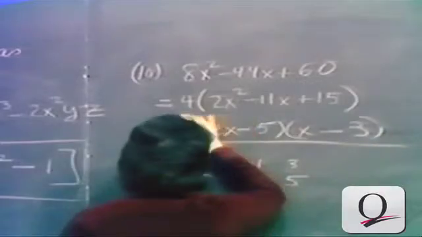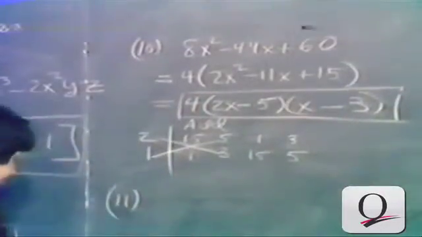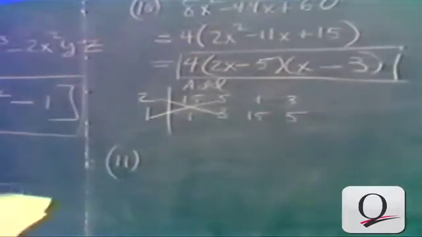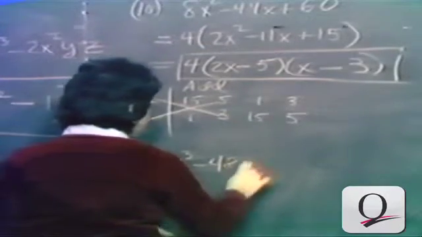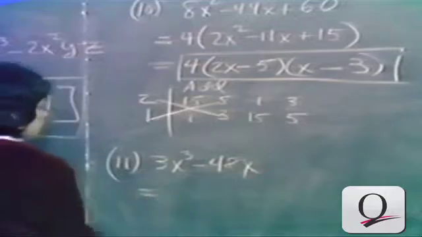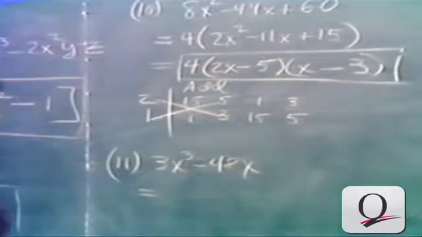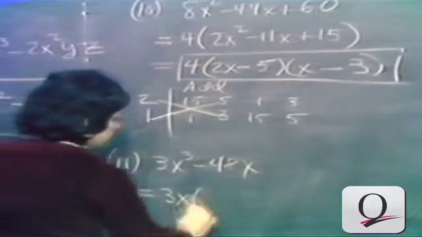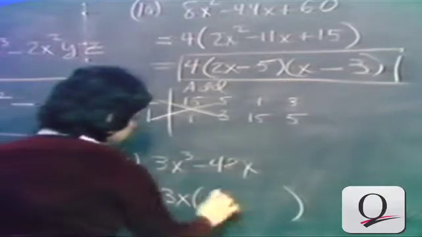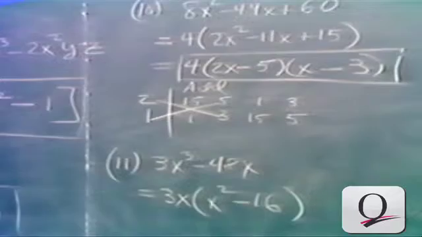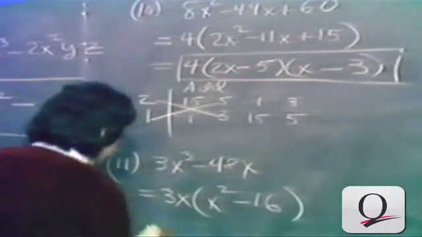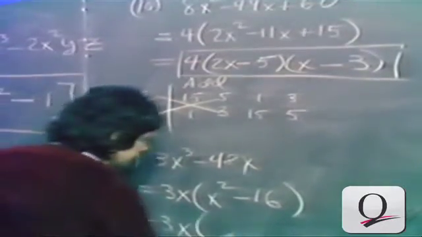And here is our final answer. Okay, in 11 we have 3x cubed minus 48x. Once again, looking for the common factor, we see we can take a 3x out in front. That leaves us with x squared minus 16. However, x squared minus 16 can now be factored further.